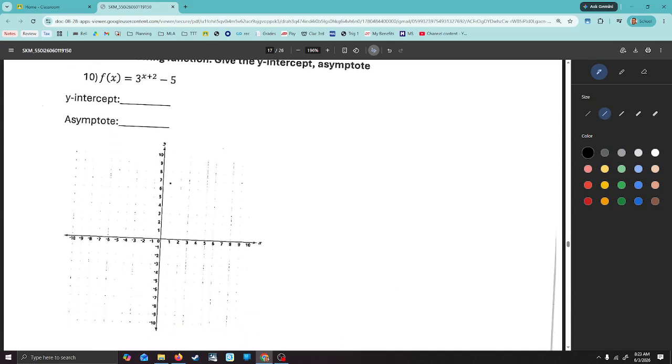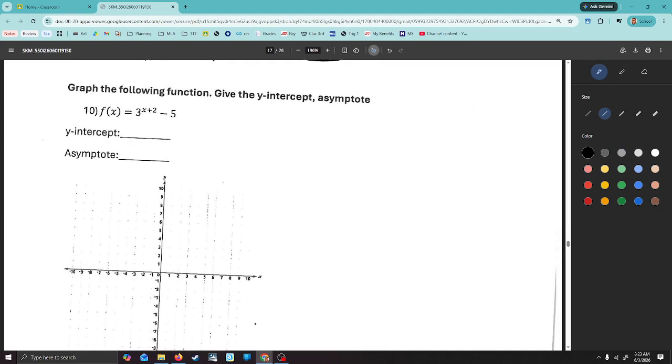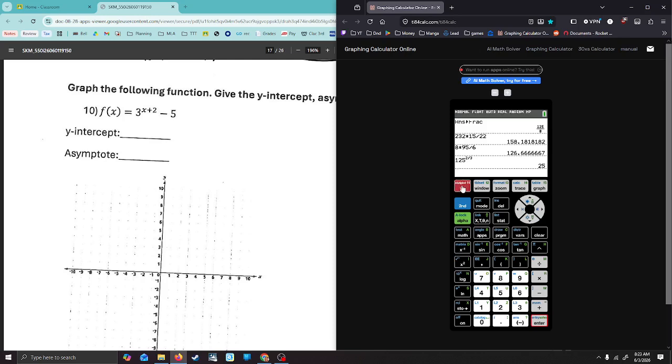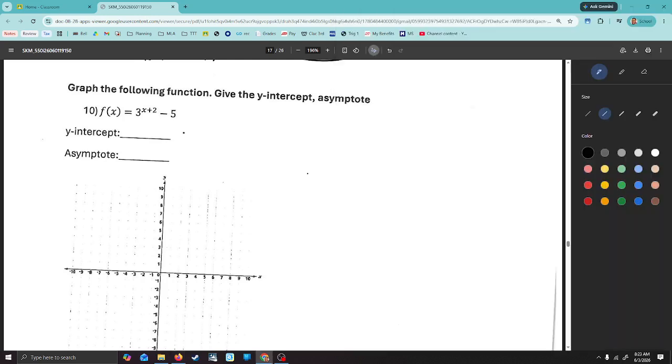All right, graphing exponential functions. As a reminder, you could take your calculator, click y equals, and it'll let you see the graph. So you can see that you're doing it the general way, but to find the specifics, you should do the actual specifics. All right. Over here, we have 3 to the x plus 2, minus 5.